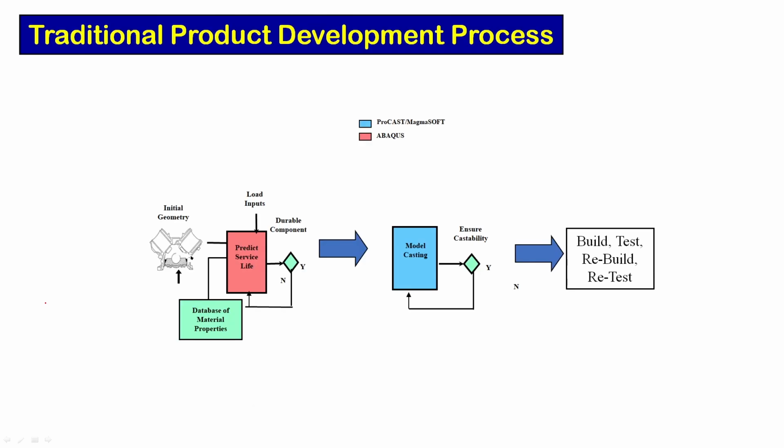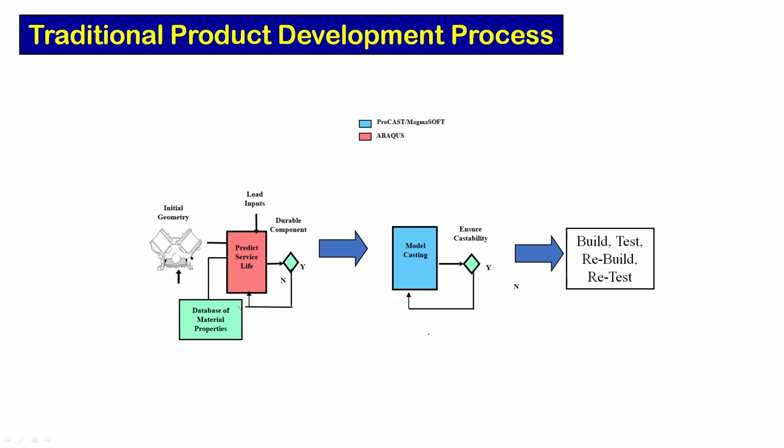So this is how traditional product development is done. Initially you start with some geometry, like the car engine block has a certain kind of geometry. Then you can make some kind of design of the geometry. After that you can make these components. Before you make the components, you have a database of material properties, which can be used to predict the service life of the components. You can also have some input from your actual experimentation, like load, and whether the component is durable or not. And then you can make a model casting.